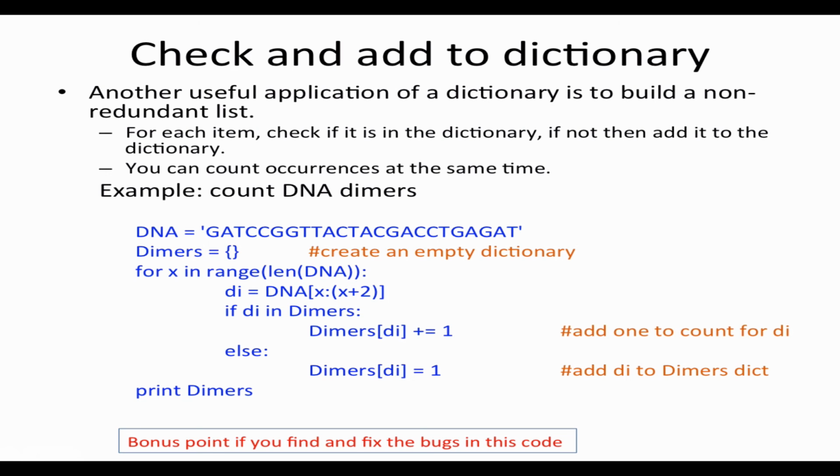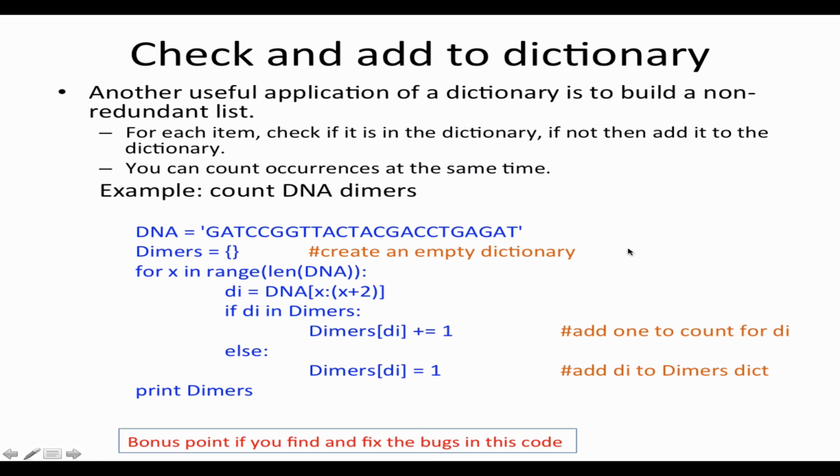Okay, an example of when a dictionary is really happy. Oh, I do have a K-mer example. Cool. So another useful application: for each item, check if it's in a dictionary. If it's not in the dictionary, add it to the dictionary. You can also count how many times it occurs at the same time. So this is saying how many dimers, or how many unique dimers, are present in this string.